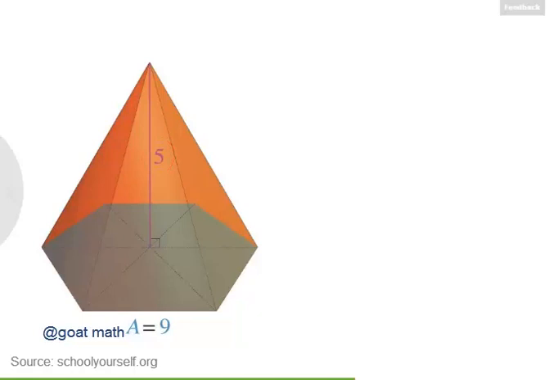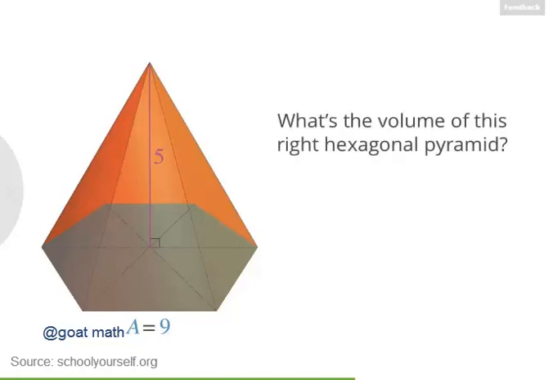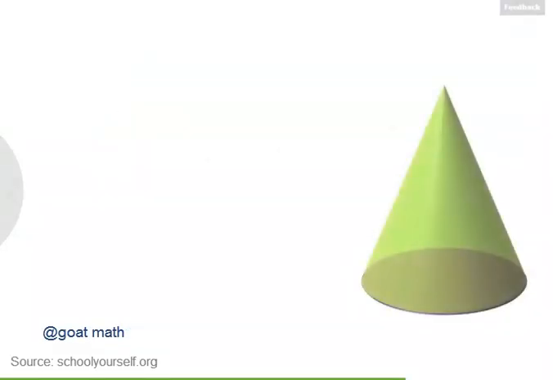If we really wanted to, we could use Cavalieri's principle again to compare the cross-sectional areas of this solid with a cone or a square pyramid. But instead of doing all that, why don't you make a clever guess? What's the volume of this right hexagonal pyramid? Very well done. The volume of any cone or pyramid is 1/3 times the area of the base times the height. Let's look at one last cone.